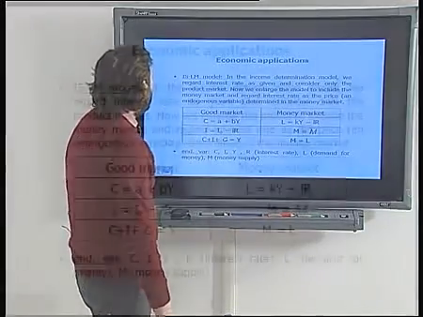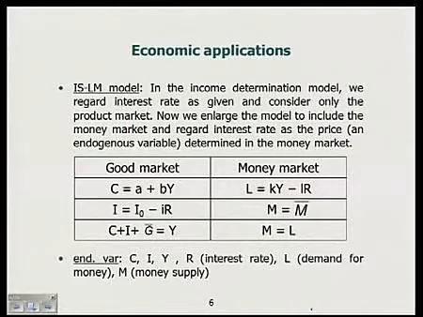Then we want to use algebra to determine the ISLM model. This is investment savings, liquidity preference and money supply. In the income determination model, we regard interest rate as given and consider only the product market. Now we enlarge the model to include the money market and regard the interest rate as the price, an endogenous variable determined in the money market.